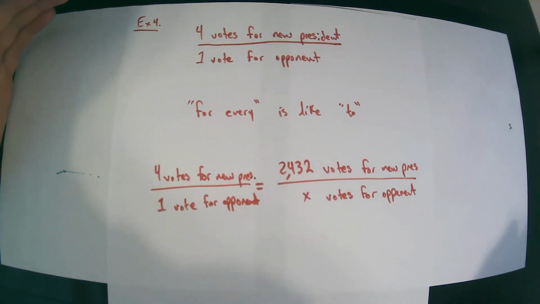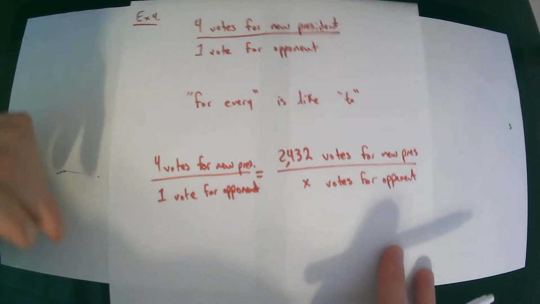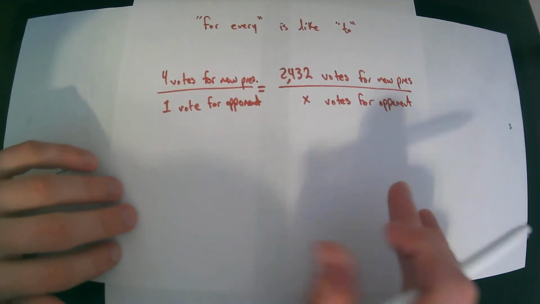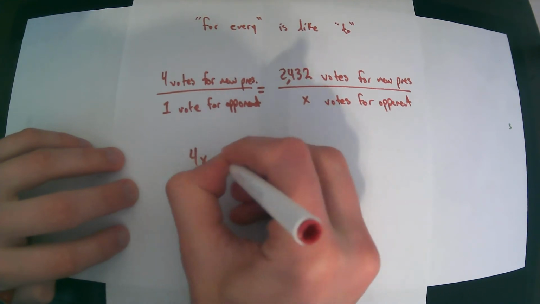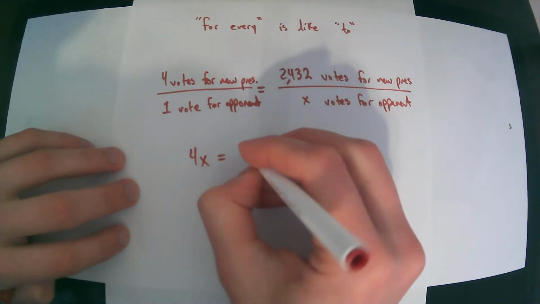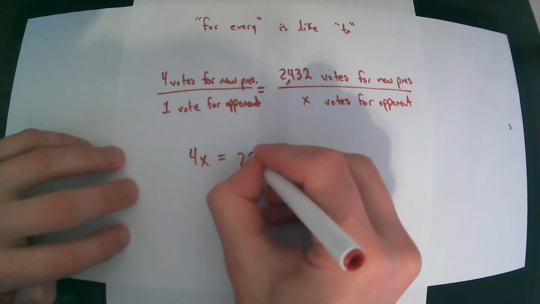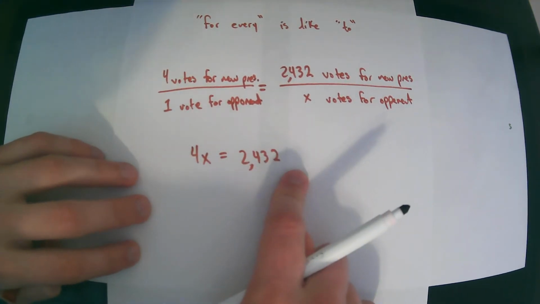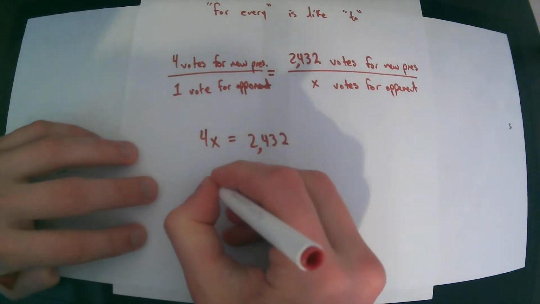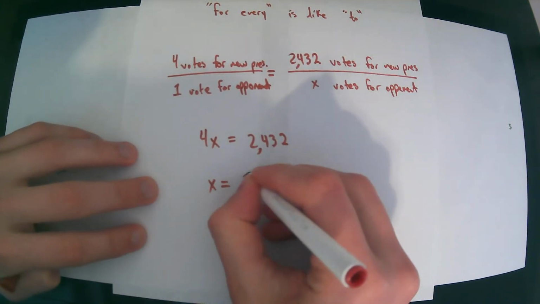But if you trust the process of the proportion here, you can just follow that through, and it will carry you to the division by 4, because you will have 4x. 4x is equal to 2432. And notice I'm leaving the units off here, right? And then in the end you're going to end up dividing by 4.